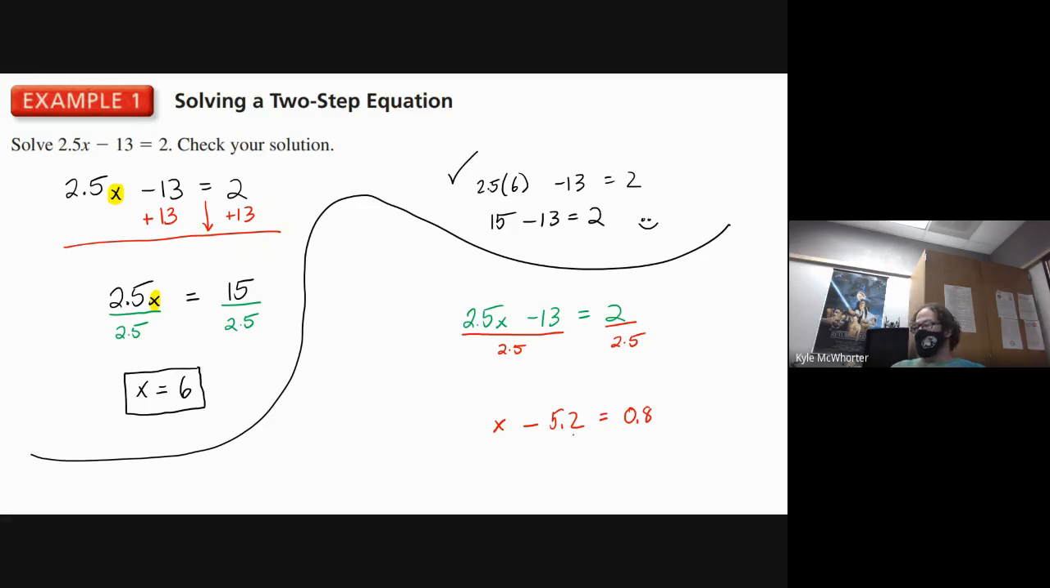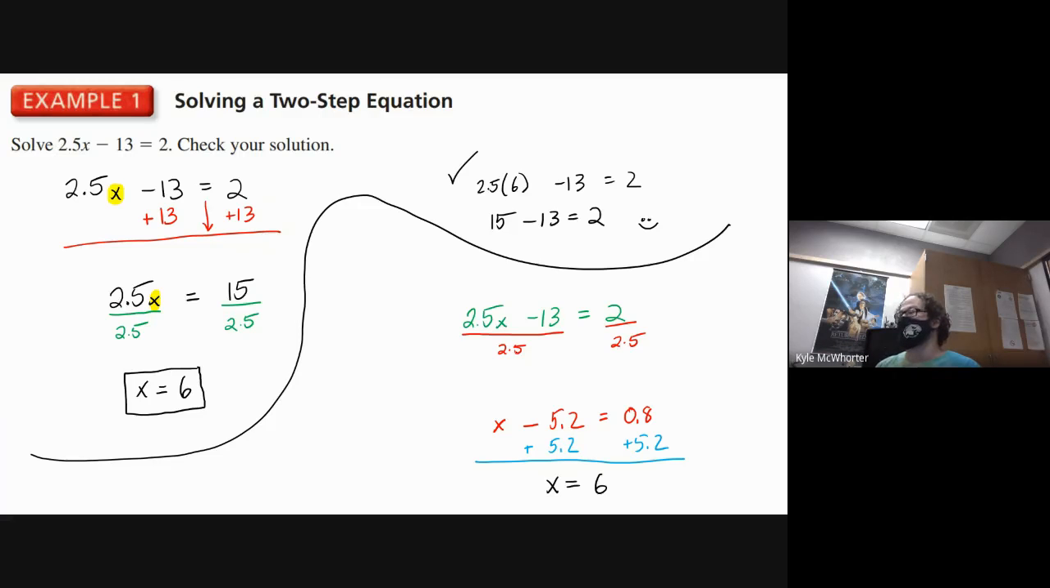And then we could get rid of the subtraction using addition, adding 5.2 to both sides. And you'll get x equals 6. Same answer, same solution, just a different method, and it was a little bit wonkier, right? And if this wasn't a decimal, you probably would have just been seeing fractions over here. And sometimes if you try to do that, you'll get something that doesn't come out to a terminating decimal. You'll get a repeating decimal.